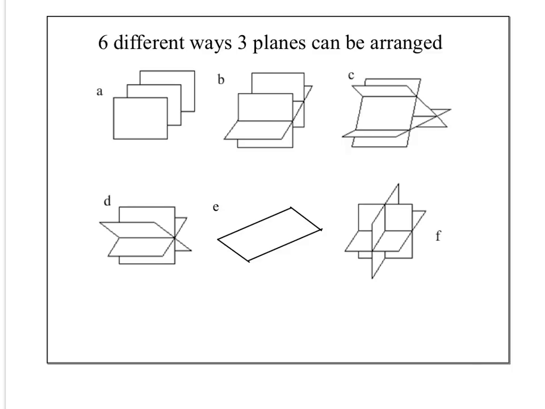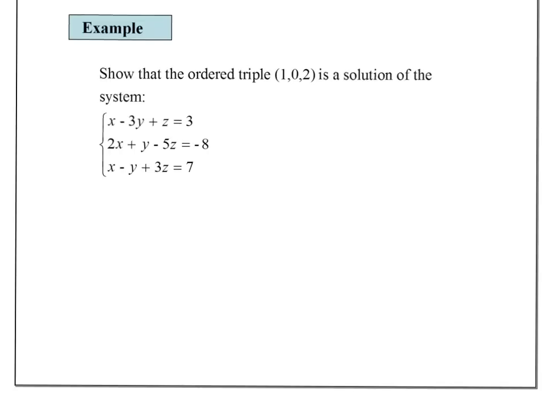Okay, so we're talking about x, y, and z, so we can arrange our planes in three different ways. We know how to arrange the planes of x, y, but when we start talking about x, y, z, we're typically going to use this one. This one allows us to see things in three dimensions. Okay, so show that the ordered triple (1, 0, 2) is a solution of this system.